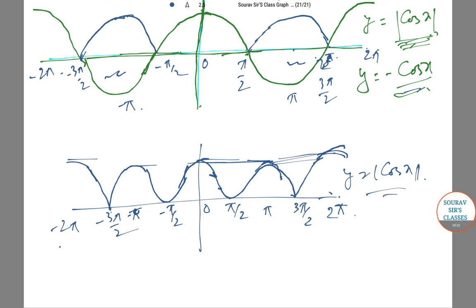So we are done with the graph of y equal to mod cos x.